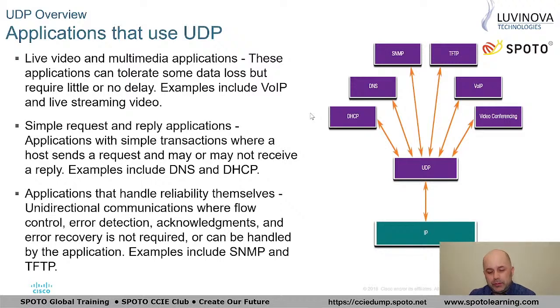Applications that use UDP. Here in this section we know that these applications are not reliable. And what are those applications? DHCP, DNS, SNMP protocols, TFTP protocols, voice over IP, video conferencing. All of these protocols are using the UDP protocol as a transport.